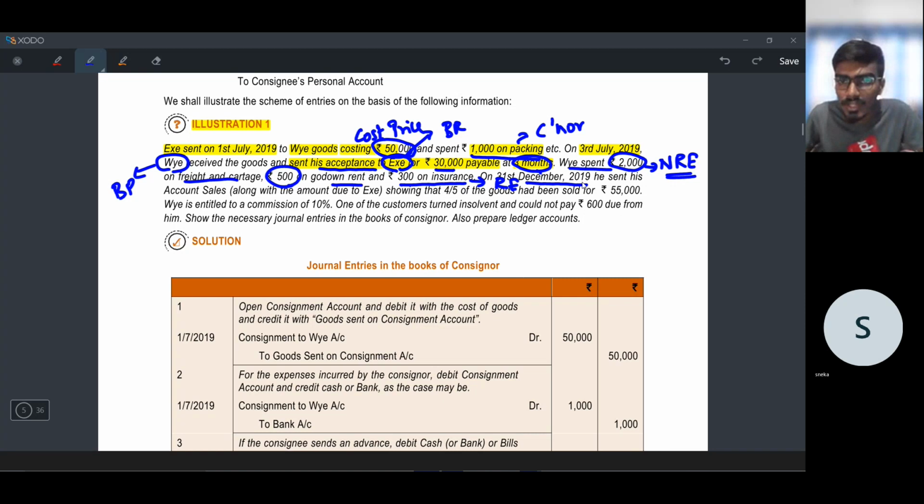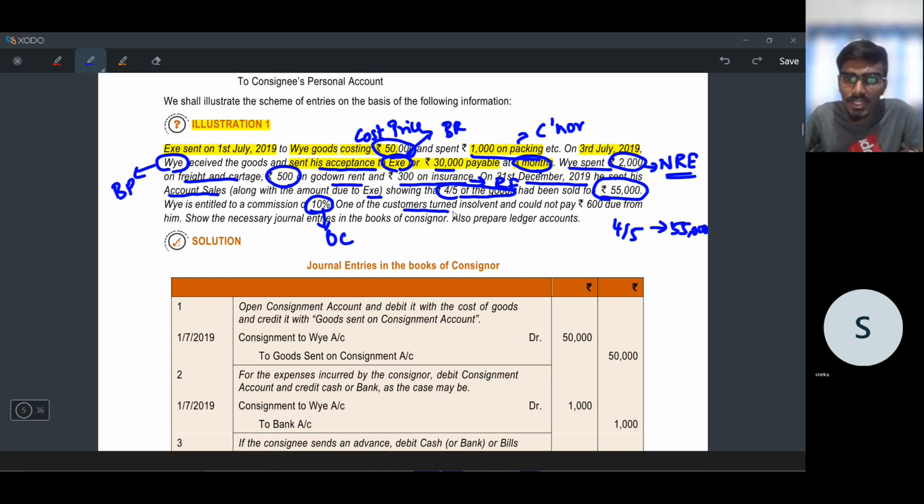On 31st December 2019, he sent his account sales. Account sales is sent by the consignee to the consignor along with the amount due, showing 4/5 of the goods had been sold for 55,000. The goods consigned cost 50,000, out of which 4/5 is sold for 55,000 rupees. Then W is entitled to a commission of 10%. This 10% is an ordinary commission.